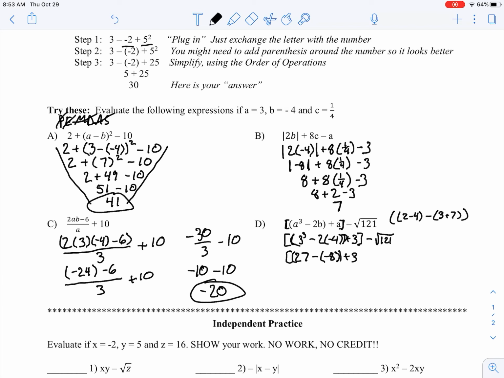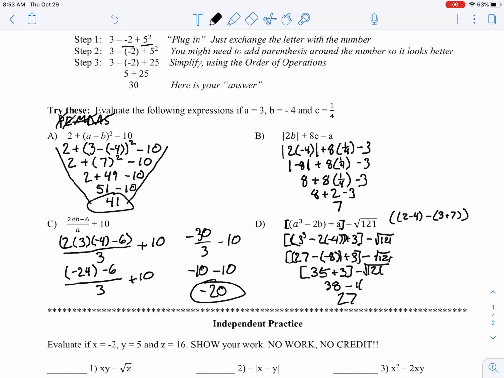So this still has parentheses. 27, minus the square root of 121. 27 plus 8 is going to give us 35, plus 3 minus 121. So here from this we get 38 minus, and the square root of 121 is 11. So 38 minus 11 is going to give us 27. So there we have it.